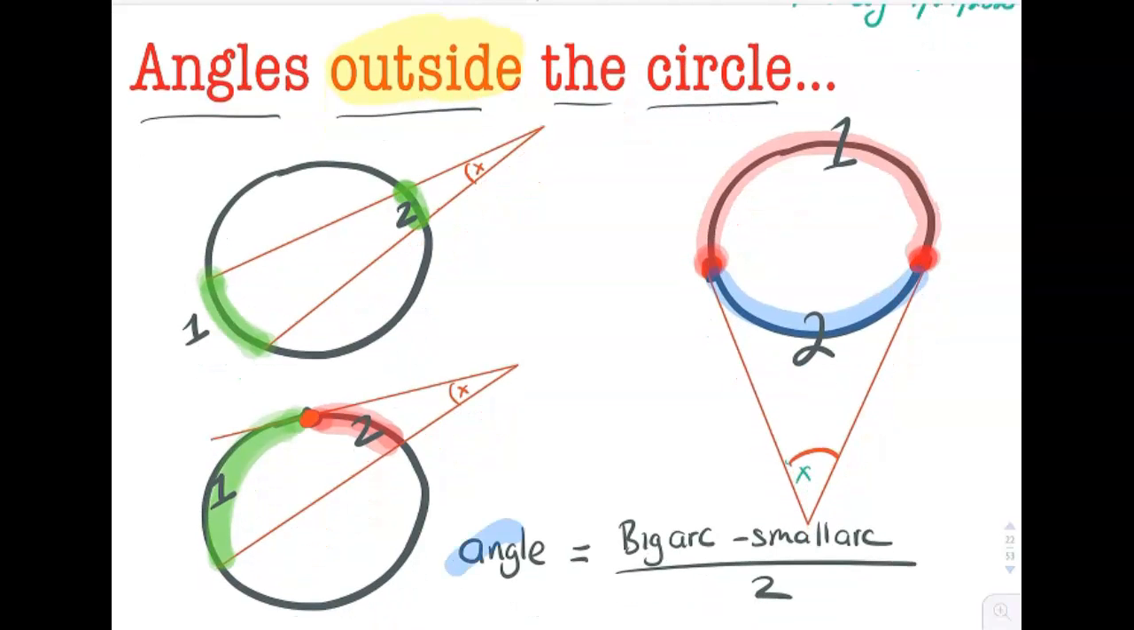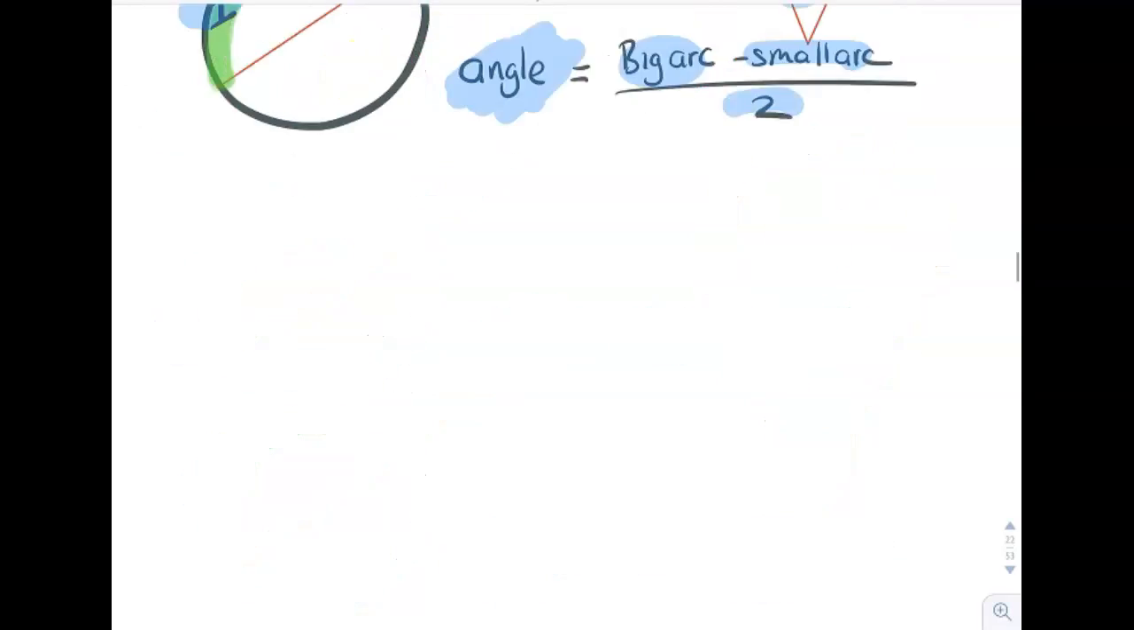And this is our formula. The angle on the outside, right here, here, or here, we take the bigger arc, which I called angle 1 in each one, right? The bigger one minus the smaller one. And then you just divide it by 2. So let's give it a shot on page 21.